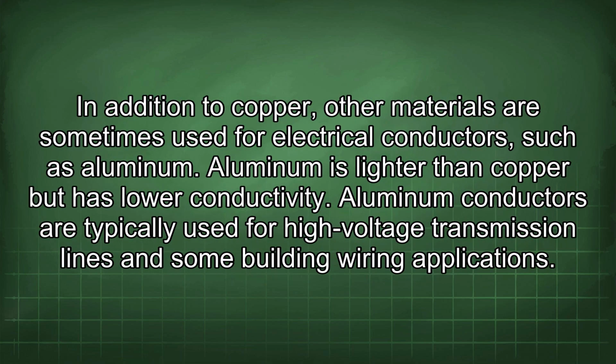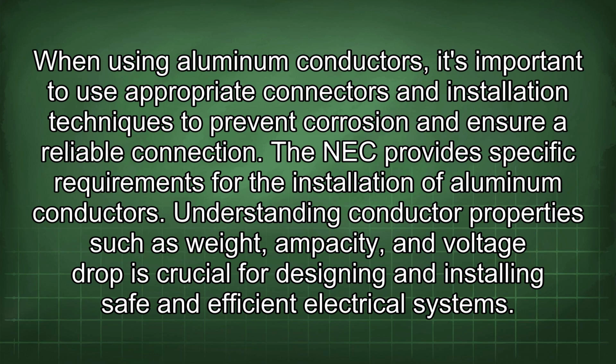In addition to copper, other materials are sometimes used for electrical conductors, such as aluminum. Aluminum is lighter than copper but has lower conductivity. Aluminum conductors are typically used for high-voltage transmission lines and some building wiring applications. When using aluminum conductors, it's important to use appropriate connectors and installation techniques to prevent corrosion and ensure a reliable connection. The NEC provides specific requirements for the installation of aluminum conductors.